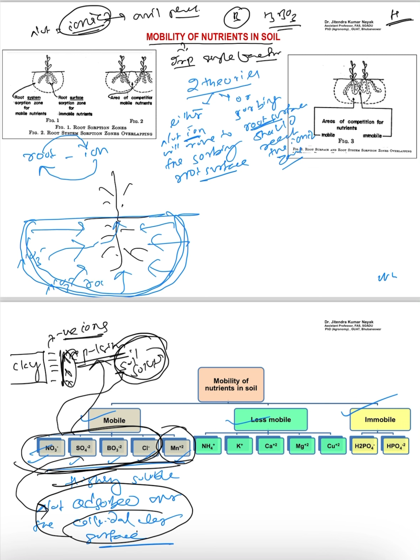is called the root system sorption zone, because here the entire root system acts as an absorbing surface. Okay, you can see here, this is the entire area which is available for nutrient absorption. For which nutrient? This is the entire area for mobile nutrients. Hence it is called the root system sorption zone. That means the entire root system is absorbing the nutrients. Which nutrients? That is, mobile nutrients.